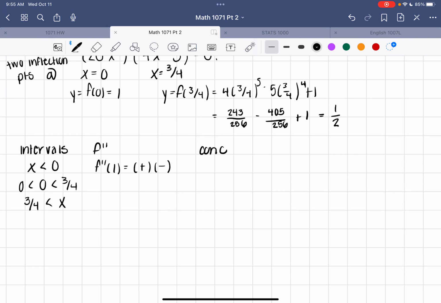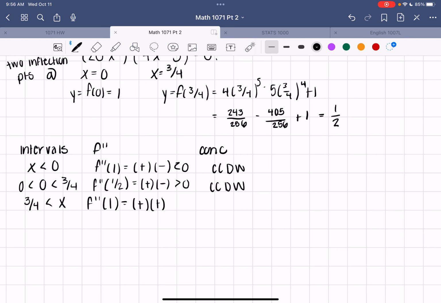And in here, f double prime of, say, 1/2 is still negative: positive, negative. It's concave down on both sides. And here, f double prime of 1 is positive times positive. It's positive, concave up.